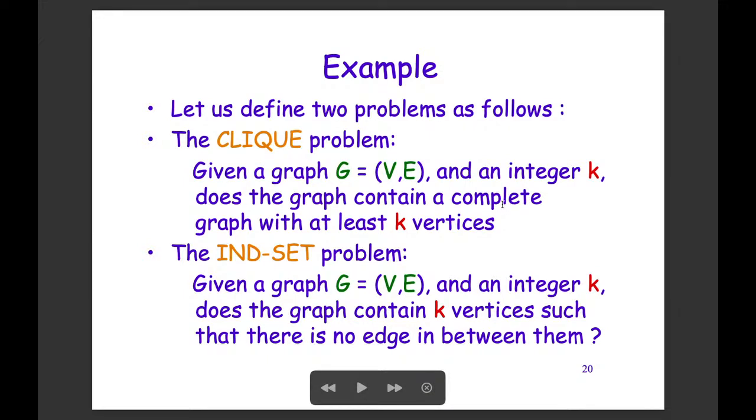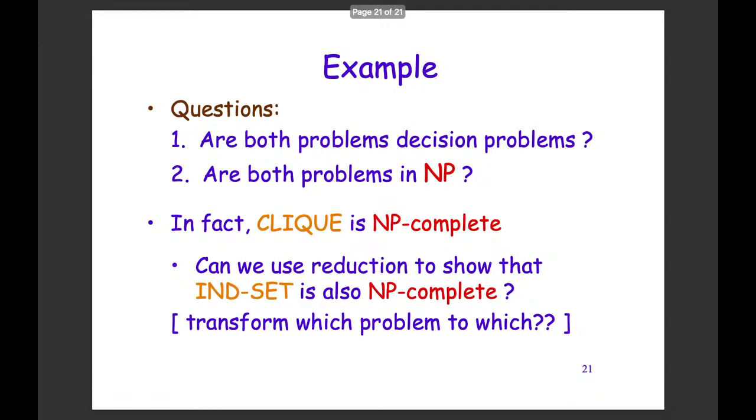On the other hand, if our friend says no, there is no way to find k vertices in the complement graph that are not connected to each other, then we can be sure that in the original graph, there is no complete graph of size k. Because otherwise, there is a contradiction. So what do we know?